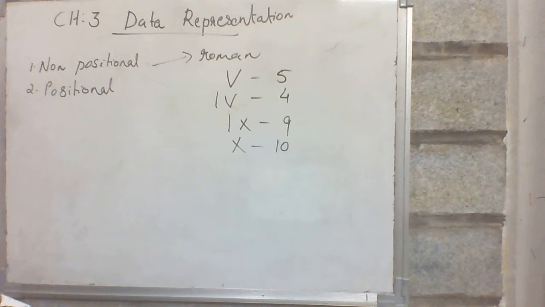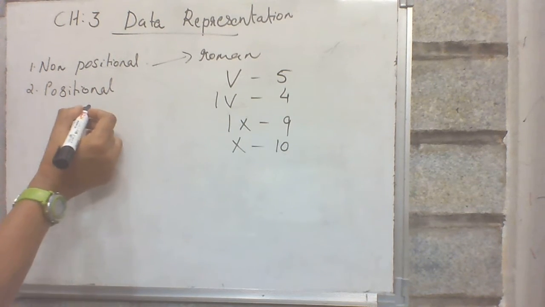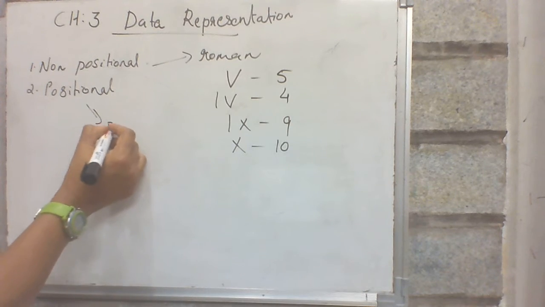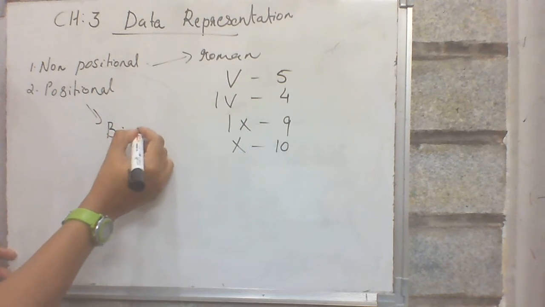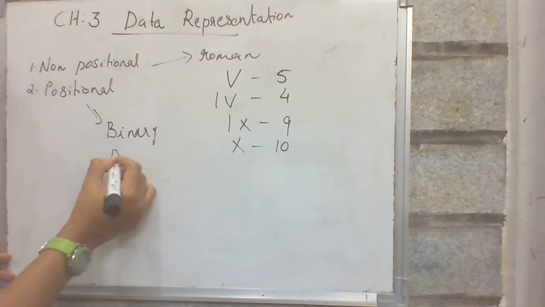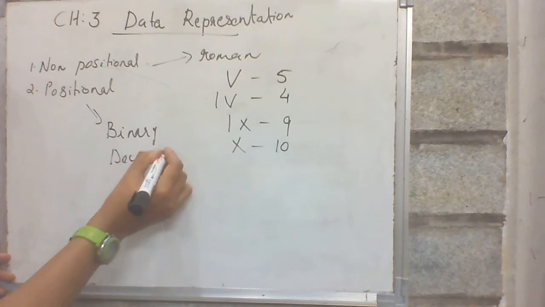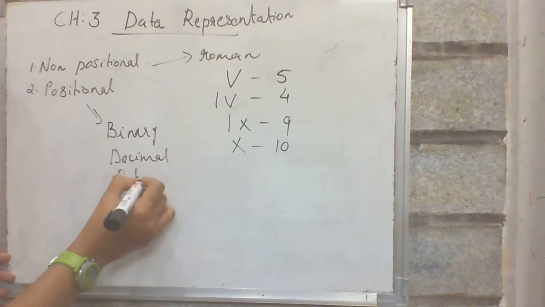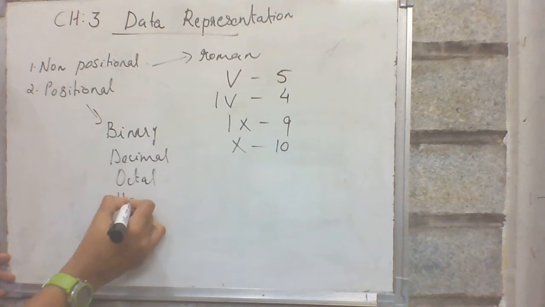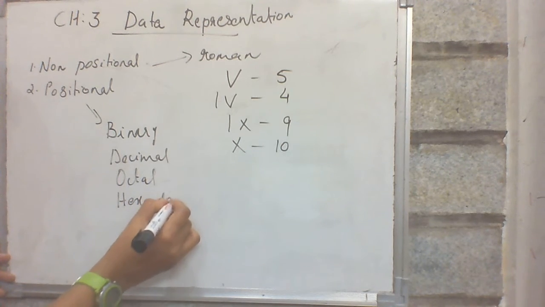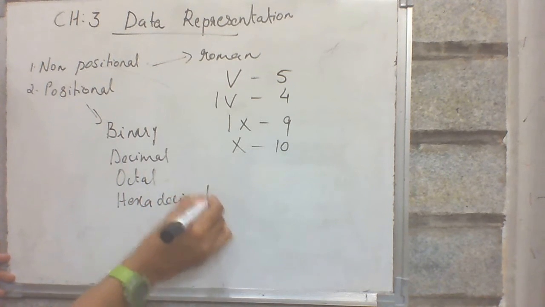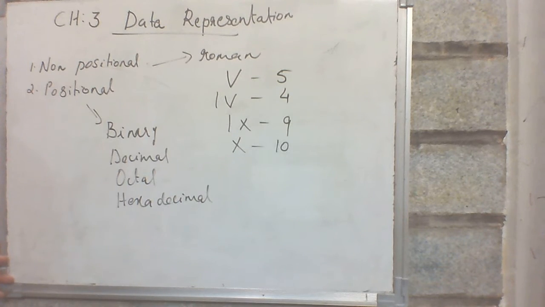Next is the second one, positional number system. Different positional number systems are the binary number system, decimal number system, octal number system and hexadecimal number system.